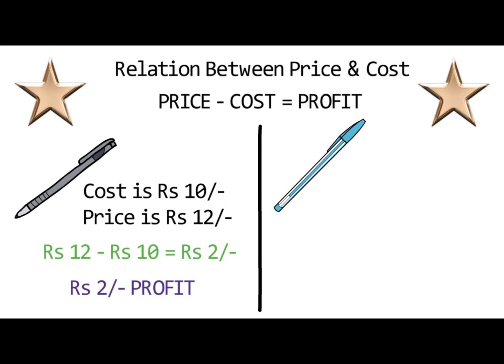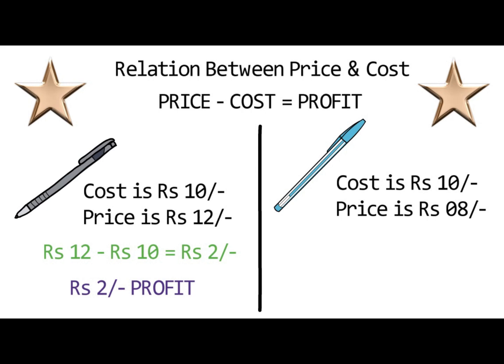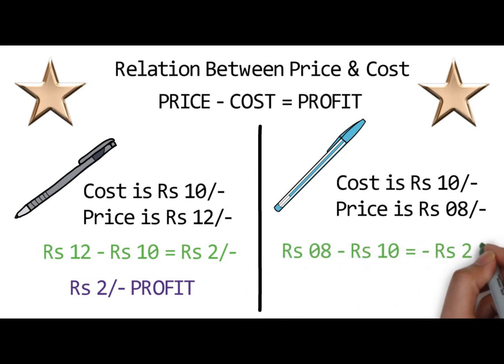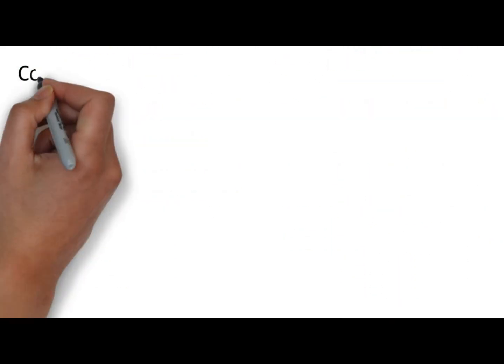So now let us consider the second example. So in this case, if the cost of the pen is 10 rupees and the price at which we are selling is at 8 rupees, now the profit is calculated as price minus cost. Here the price is 8 rupees and the cost is 10 rupees. So 8 rupees minus 10 rupees is minus 2 rupees. So in this case, the seller is incurring the loss of 2 rupees.